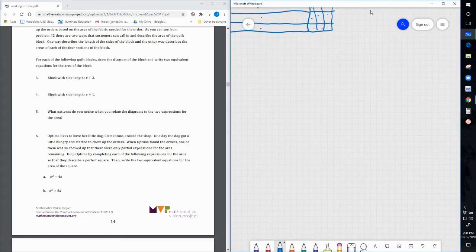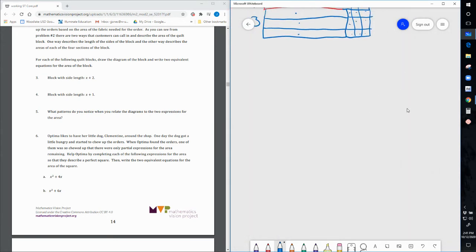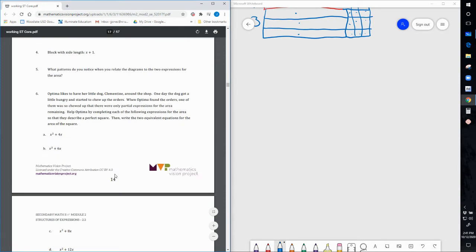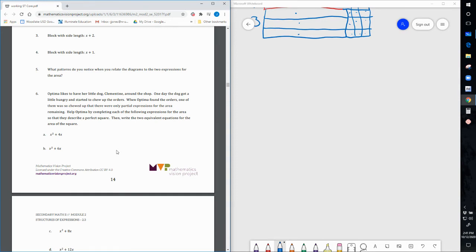Problem number 6. Problem number 6 says, Optima likes to have her little dog, Clementine, around the shop. One day the dog got a little hungry and started to chew up the orders. When Optima found the orders, one of them was so chewed up, there were only partial expressions for the area. Oops. Let's move this back. Okay, so help Optima by completing each of the following expressions for the area so they describe a perfect square. Then write the two equivalent equations for the area of the square.